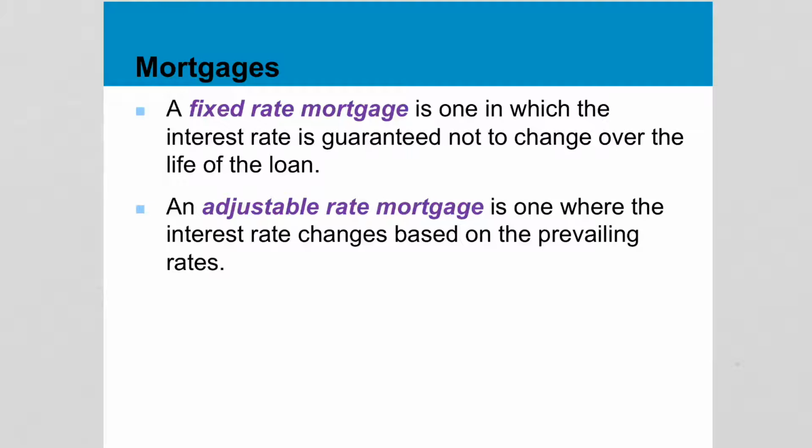A fixed rate mortgage is one in which the interest rate is guaranteed not to change over the life of the loan. An adjustable rate can change. So it's better to get a fixed rate mortgage if you can. Sometimes that's not an option.